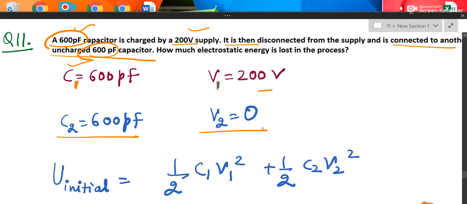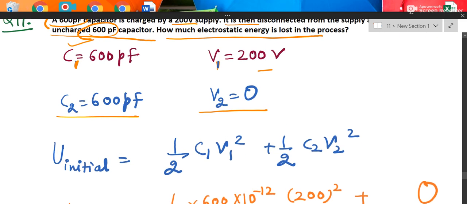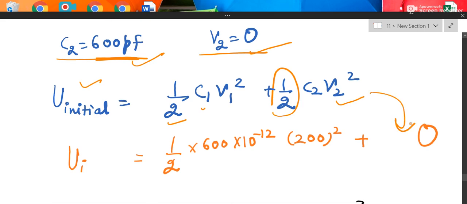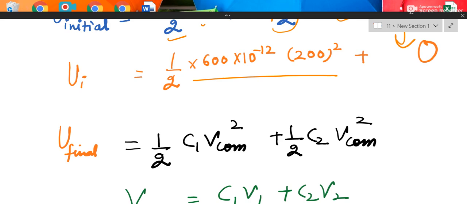Okay, how much electrostatic energy is lost in the process? This is the question. So you'll find out the initial energy first. Initial energy is simple, half C1 V1 square. This is C1, this is V1. Substitute. This is plus half C2 V2 square. Substitute V2 as 0, so at least this term is 0. So please find out this. Now this is your initial energy.